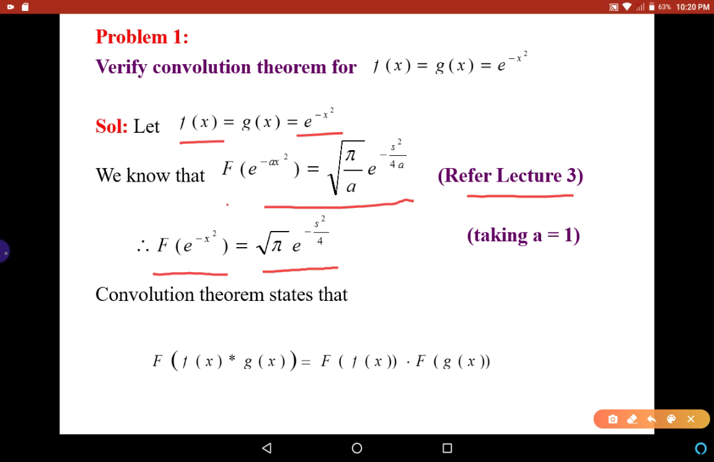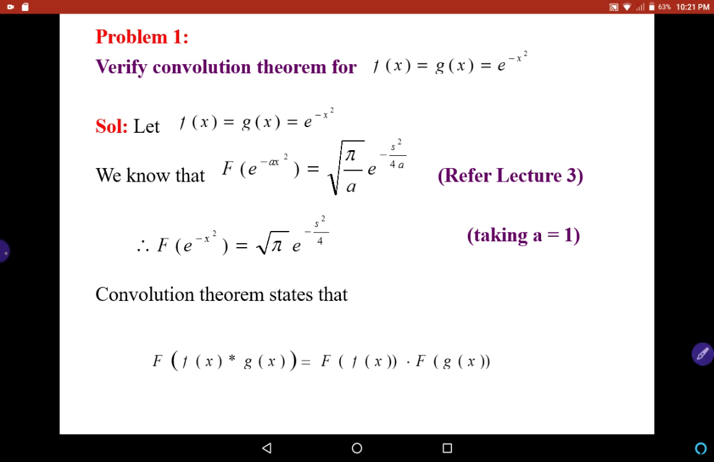Now let us write the statement of convolution theorem, because we are asked in this problem to verify convolution theorem. What does convolution theorem state? Fourier transform of f of x star g of x is equal to Fourier transform of f of x into Fourier transform of g of x, where star denotes the convolution product of the functions f of x and g of x. So to verify this theorem, we need to prove that the value of the left hand side term and the value of the right hand side term are same. That is verification of a theorem.